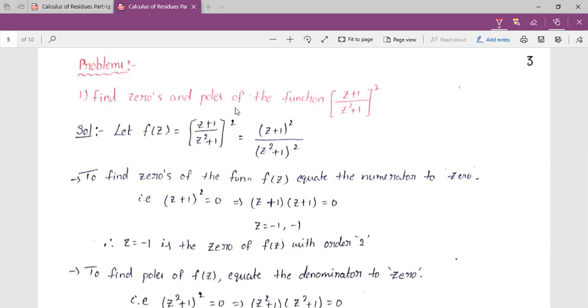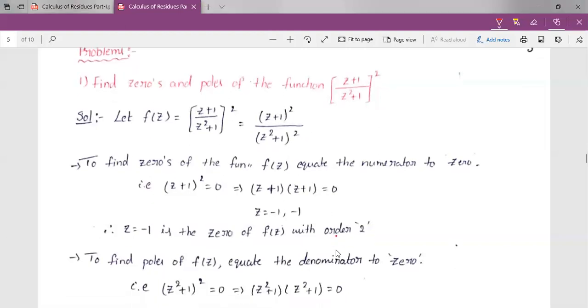Find zeros and poles of the function (z plus 1) whole square by (z square plus 1) whole square. Let us consider f of z equal to (z plus 1) whole square by (z square plus 1) whole square. We know that for finding zeros of the function, we equate the numerator to 0. So that is our numerator here, (z plus 1) whole square equal to 0. So this means z plus 1 exists 2 times. So from this, z equal to minus 1 and z equal to minus 1. So observe here minus 1 is repeated 2 times. So minus 1 is the zero of f of z with order 2.